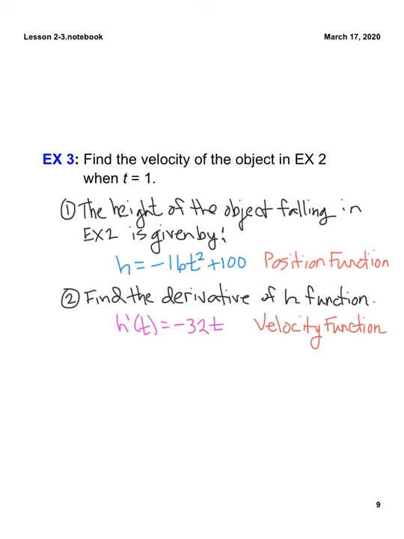Okay, so then part 3, so once you have your velocity function, now at any point in time, this is going to give me my instantaneous velocity at any point in time. So we're going to plug that 1 into the derivative function here. So find the velocity at t equals 1.